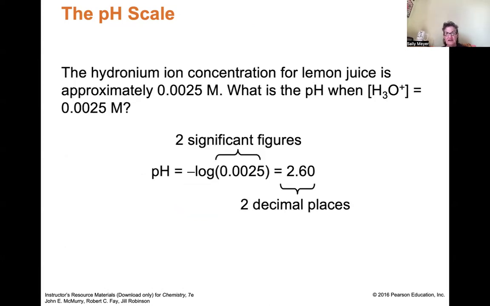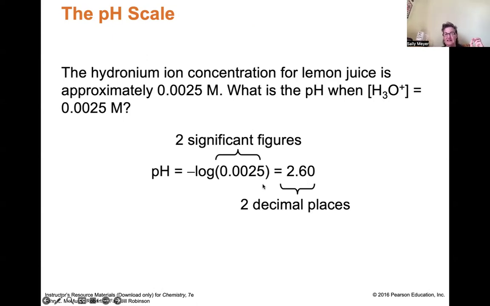So the hydronium ion concentration for lemon juice is approximately 0.0025 molar. What's the pH when the H3O+ concentration is that value? You're going to take the negative log of that number, and that gives you the pH. So the pH will be positive 2.60.